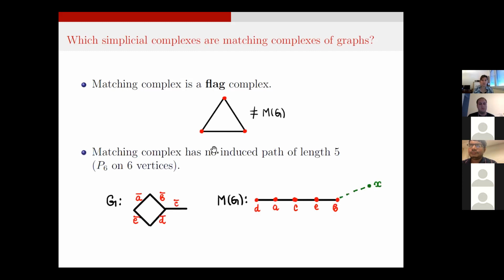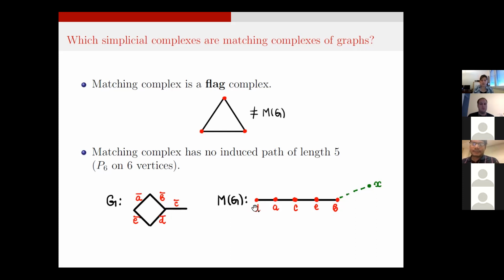And there is another one we observed in the paper that we needed for later things. And that is that a matching complex has no induced path of length 5. I call those P6. I use the number of vertices as a subscript all the time later. So the construction is quite simple.